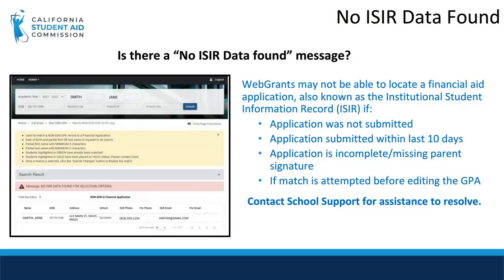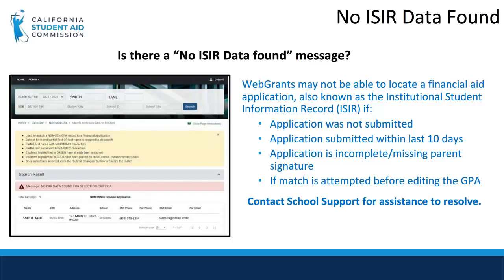What about when WebGrants cannot locate the FAFSA or the California Dream Act application to match your GPA to? WebGrants will display "No ISIR data found for selection criteria." WebGrants cannot find the associated financial aid application. This situation is common and suggests one of these scenarios.